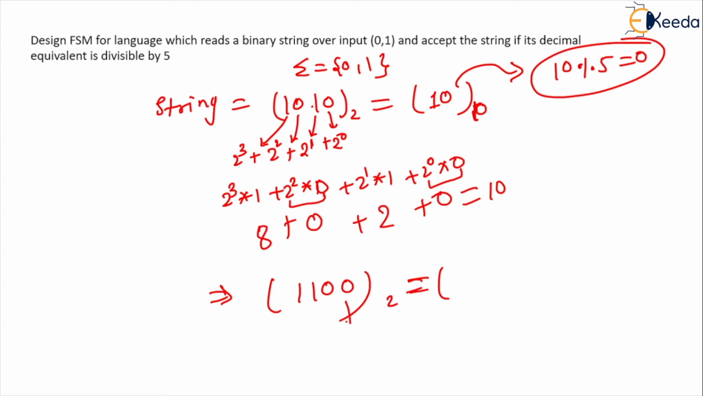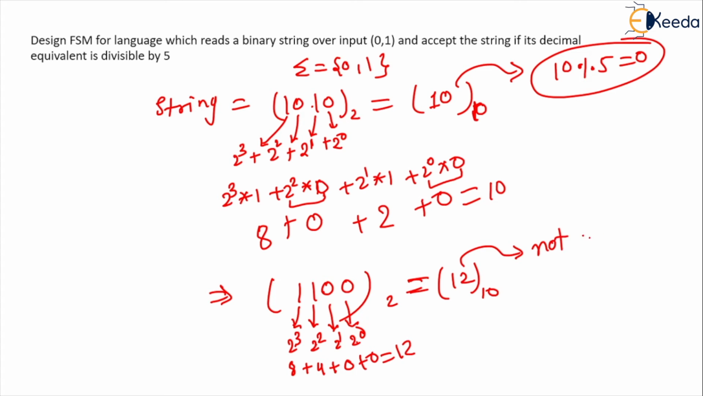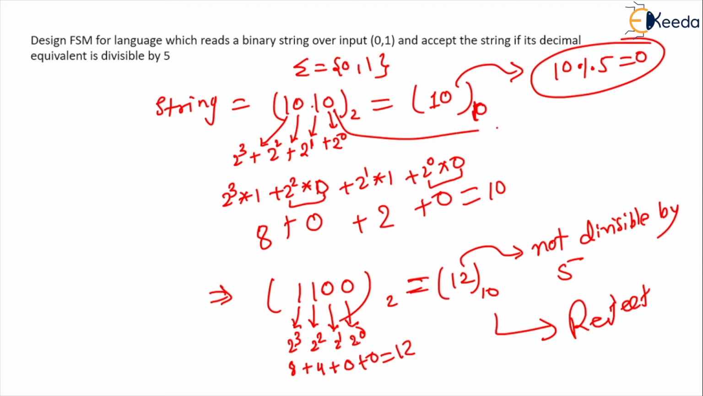So 1100. The digit positions are 2 raised to 0, 2 raised to 1, 2 raised to 2, and so on. That is the method to find the decimal. I think you know how to find the decimal. So 2 raised to 3 into 1 is 8, plus 2 raised to 2 into 1 is 4, plus 2 raised to 1 into 0 is 0, plus 2 raised to 0 into 0 is 0. So 8 plus 4 is 12. The decimal value of binary 1100 is 12. So it is not divisible by 5, so it is rejected. This string will be rejected. Got it? So the logic is clear.